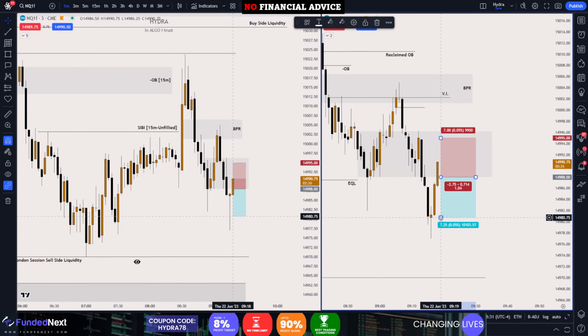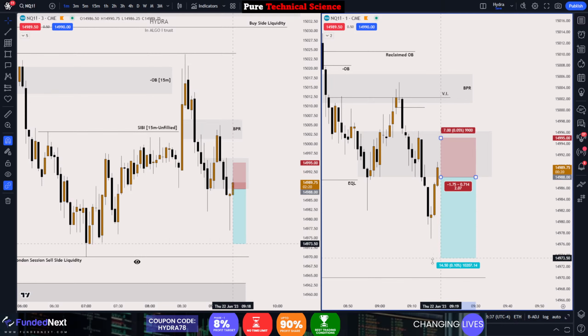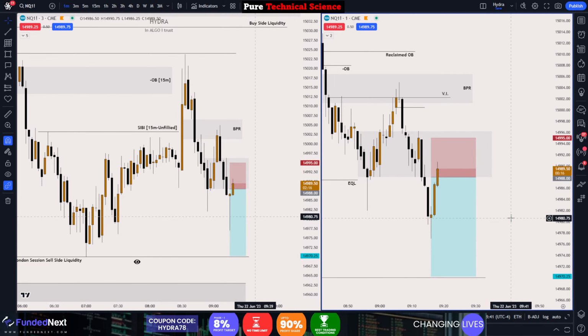Don't tell me if you won. Don't tell me if you lose money. It's on you, completely on you. I'm not trading this setup. Even on demo, I'm not pushing the button. So this is the breaker block setup that I see.